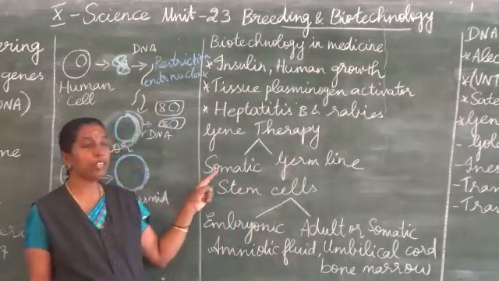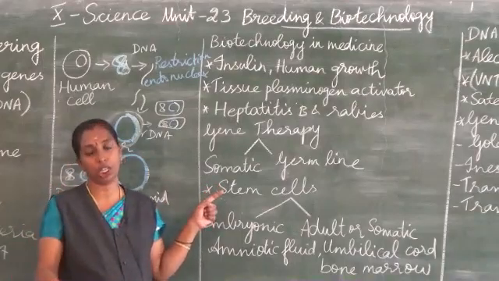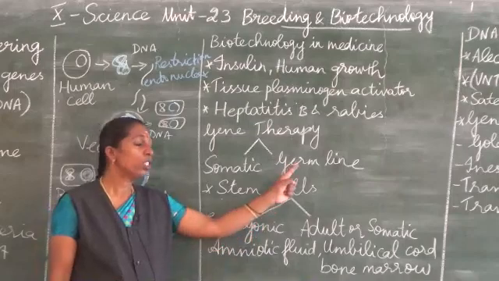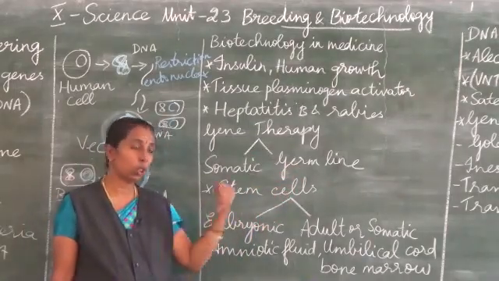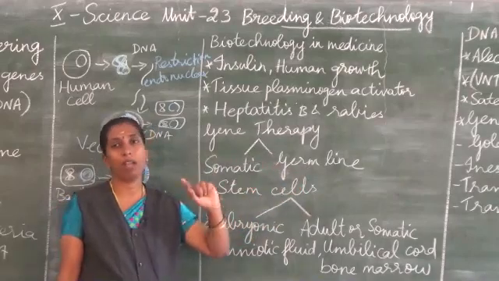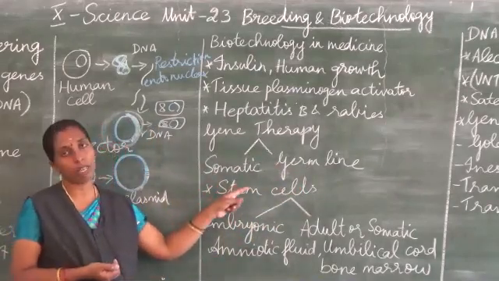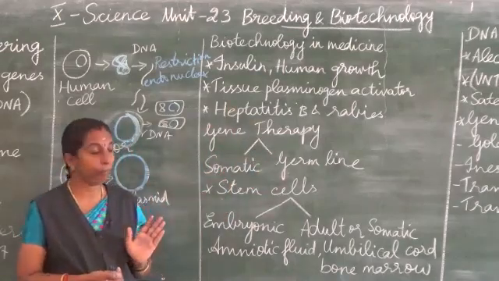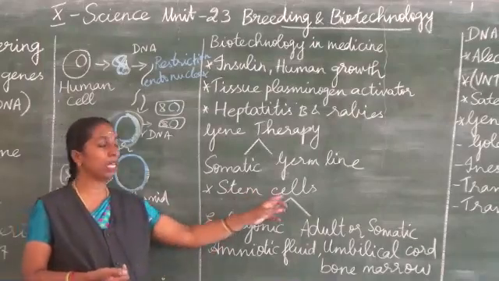And this somatic gene therapy cannot be carried from one generation to another because it is taking place only in the body cells. Whereas germline gene therapy is carried from one generation to another, but now only somatic gene therapy is effective, and this gene therapy itself is very costly. So now we shall learn about stem cells.